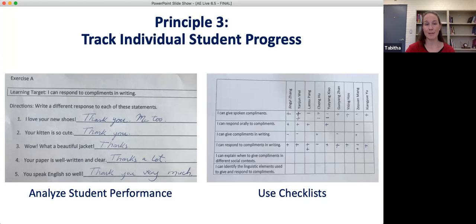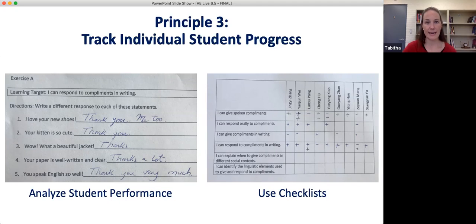So the third principle is tracking individual student progress. This is exciting because it actually brings together those last 2 principles. If you have clear learning targets and you're doing frequent checks for understanding, the next step is checking student progress on those learning targets. So you can do that by analyzing student performance during checks for understanding. That can be during any individual student work, whether it's written or oral. But you should always plan checks for understanding to focus on just one learning target at a time. And then that lets you use the student responses to see if they have achieved that learning target.